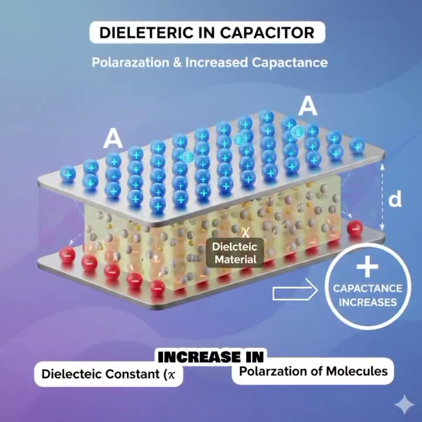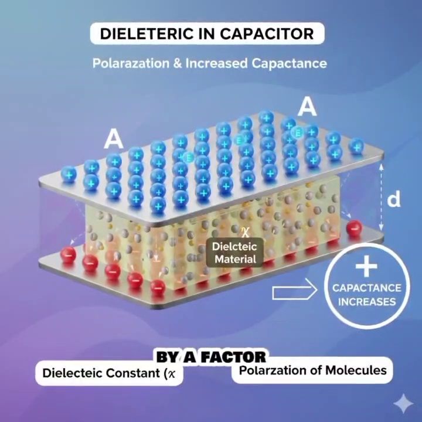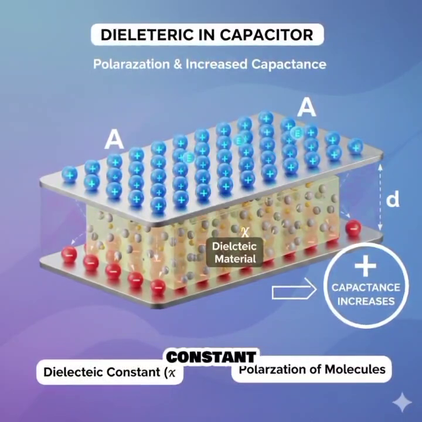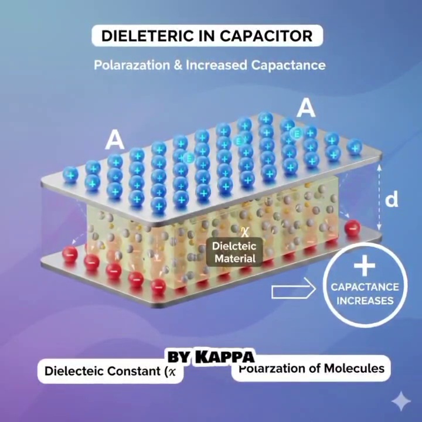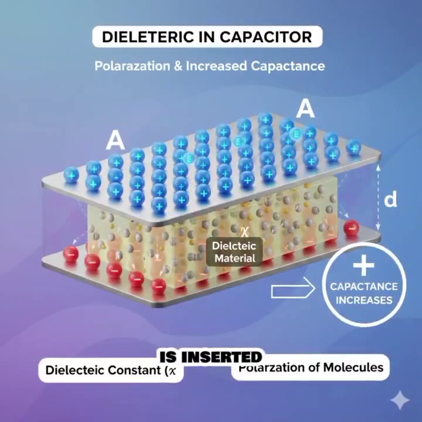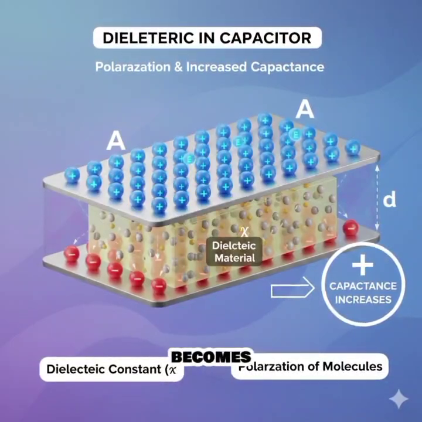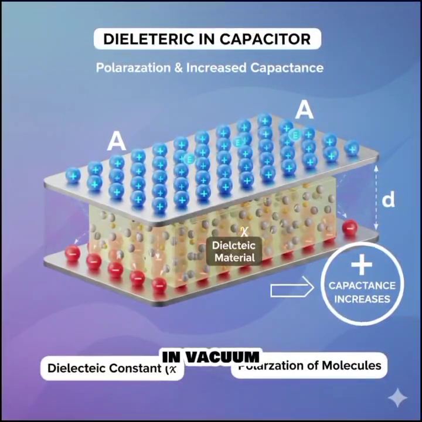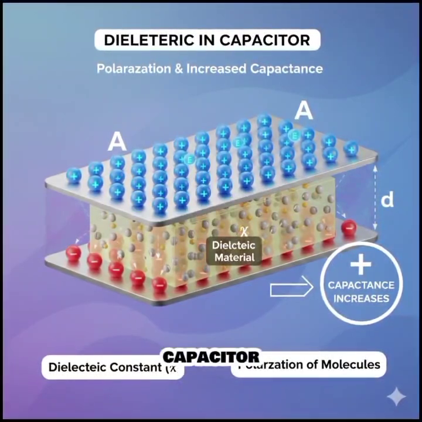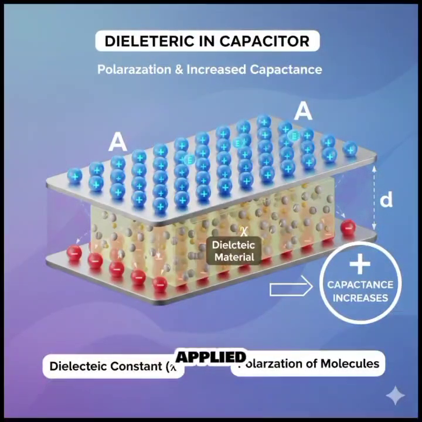capacitance. The increase in capacitance is measured by a factor called the dielectric constant, represented by kappa. When a dielectric is inserted, the capacitance becomes kappa times the capacitance in vacuum, allowing the capacitor to store more charge at the same applied voltage.